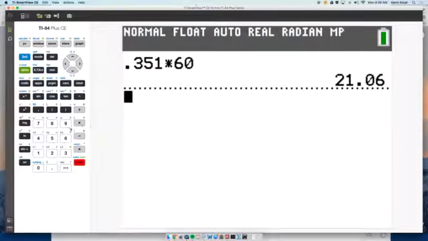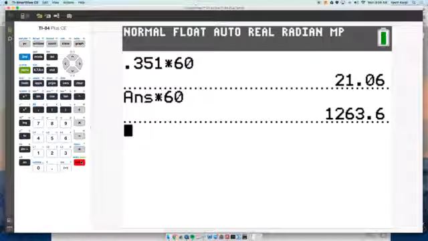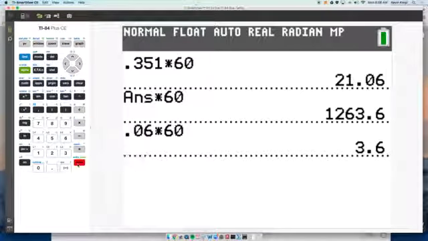0.06 now times 60. Really, you could just hit times and it'll recall the answer. Times 60 again. Oops. Is that what we want? No. See, I did a careless mistake there. I took the whole answer. I just want the 0.06 and then multiply that by 60. 3.6. Now that's 3.6 seconds.